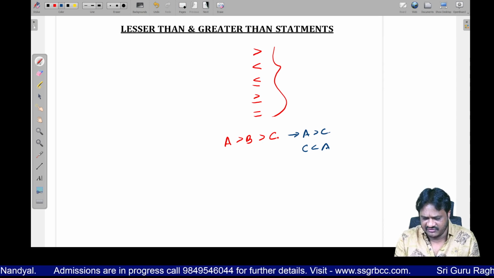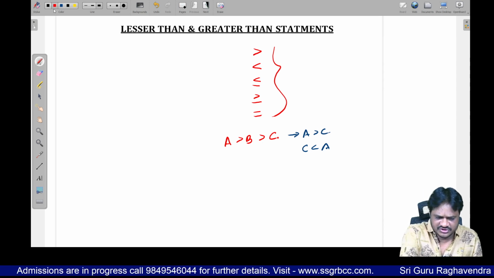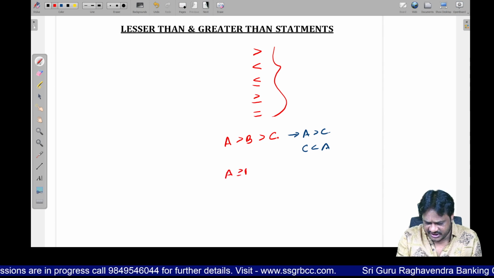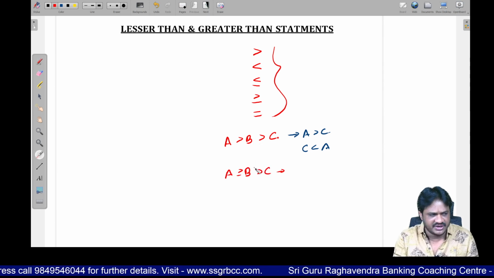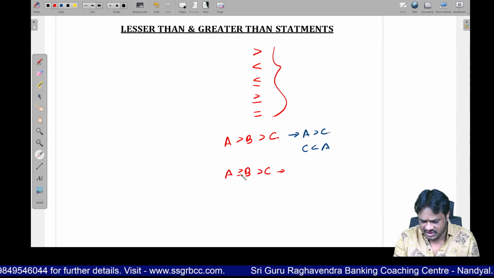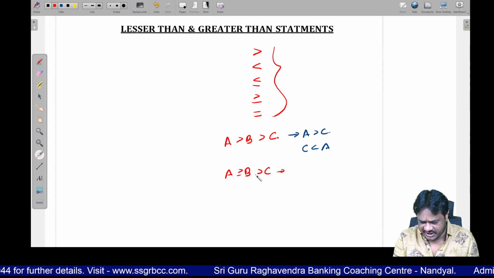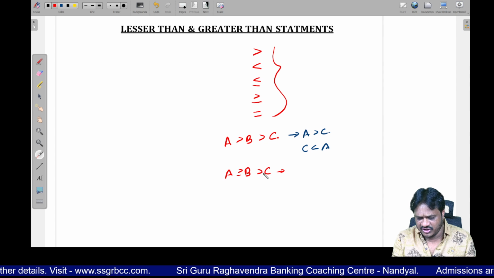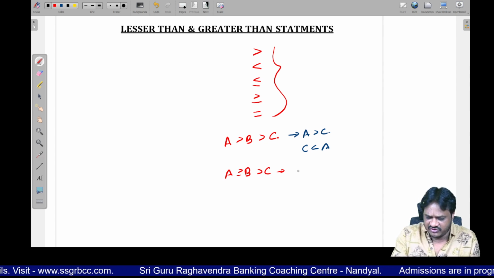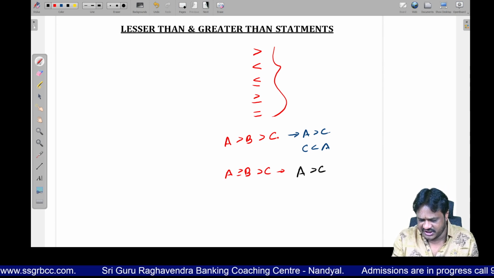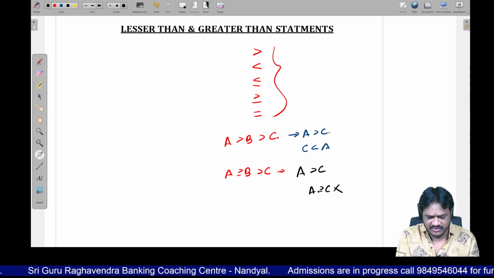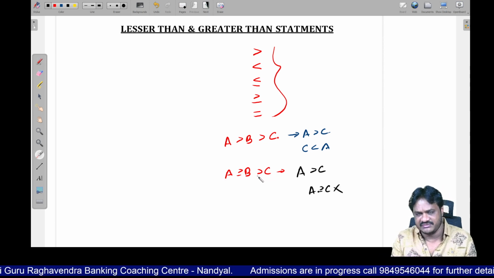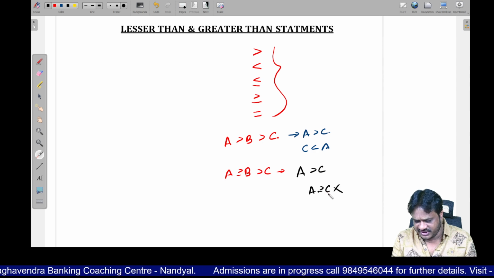In a similar way, one more statement: A greater than or equal to B greater than C. Observe the difference between the first statement and the statement I have written now. Now from A to C, greater than or equal to does not follow. Only greater than is following. Therefore, we can say only A greater than C. If you say A greater than or equal to C, this is wrong, because here we don't have the equality symbol. So A greater than C definitely follows.